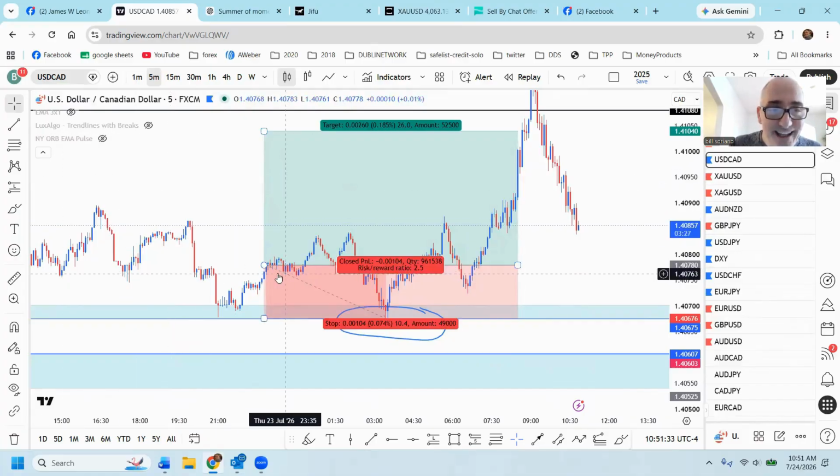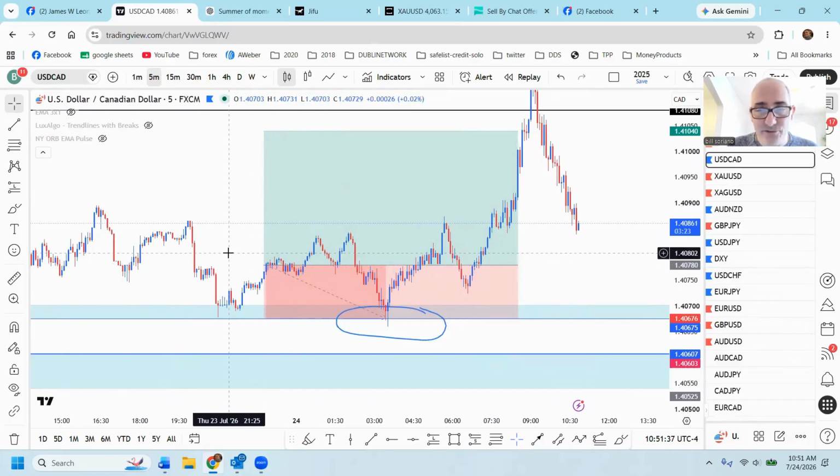But you can see what UCAD did to me here. I got into the trade here, right? These are trend trap trades now because I'm done.